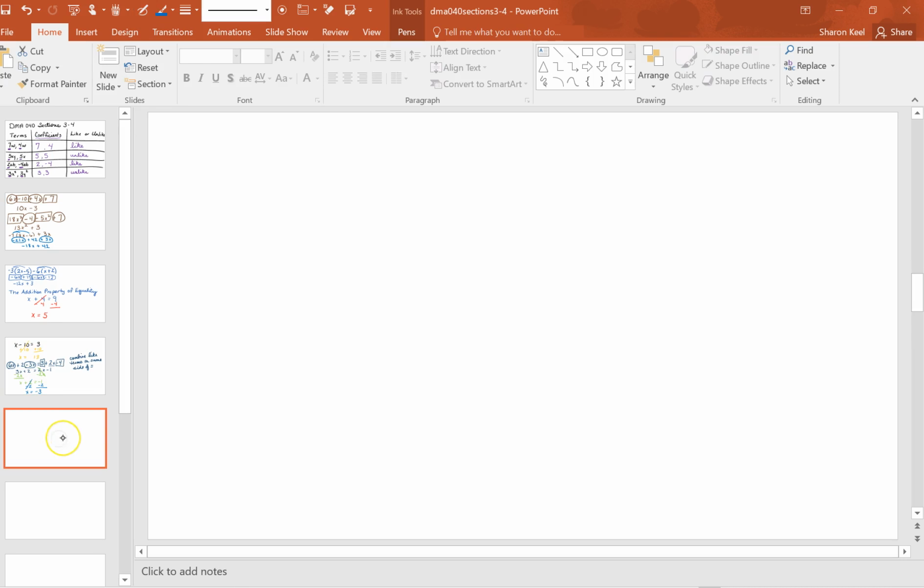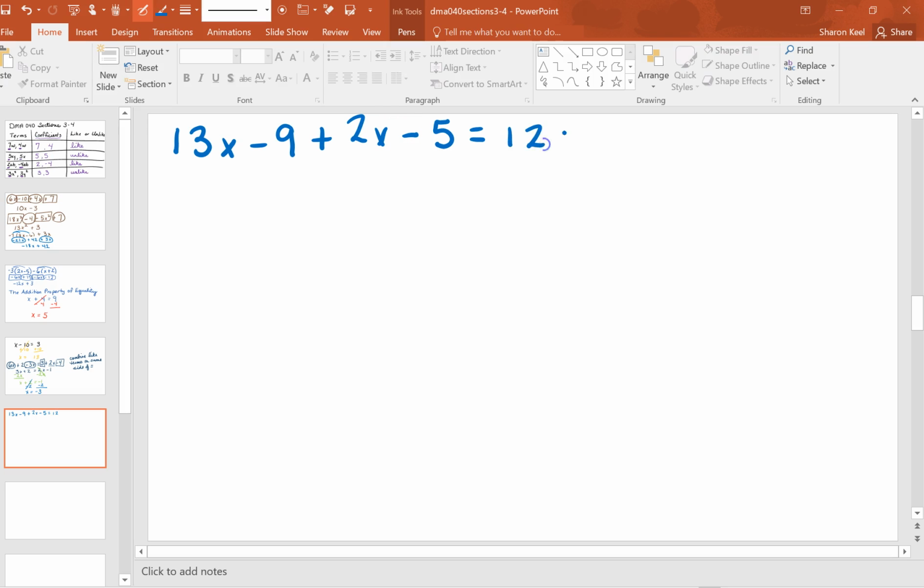Let's try another example. Let's take what looks to be a more complicated one. You're going to find that these are really not difficult to do. It just takes learning the process, and we're combining like terms on the same side of the equals. So what we're going to do first on the left is we have a 13x and a plus 2x. Include the sign. So 13 plus 2 gives us 15x.